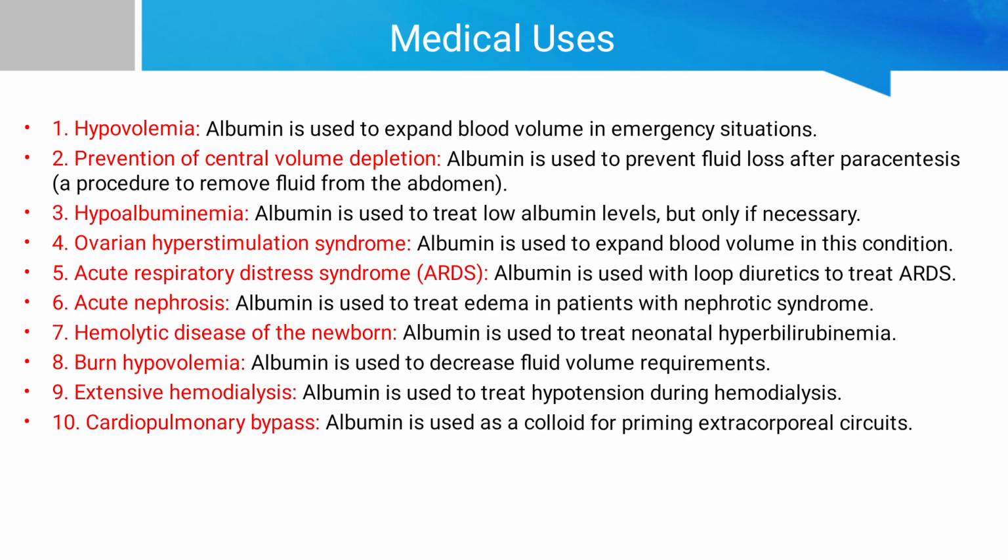It is also used in prevention of central volume depletion after the paracentesis procedure, as I already discussed, in patients with ascites where the large volume of the fluid is aspirated out, then there we have to give albumin. It is used in patients with hypoalbuminemia, but we have to be very cautious. It is given only when it is very necessary. It is used in ovarian hyperstimulation syndrome to expand the blood volume.